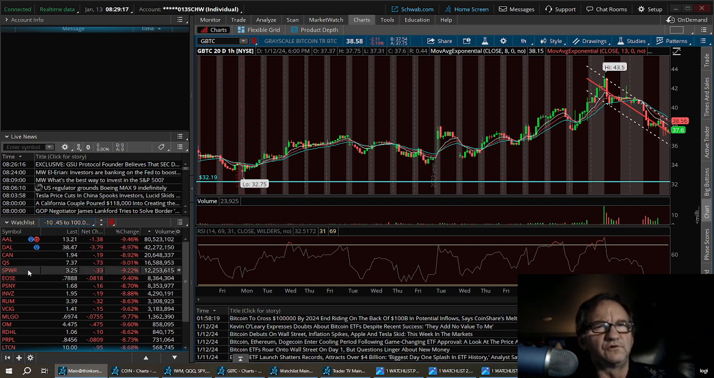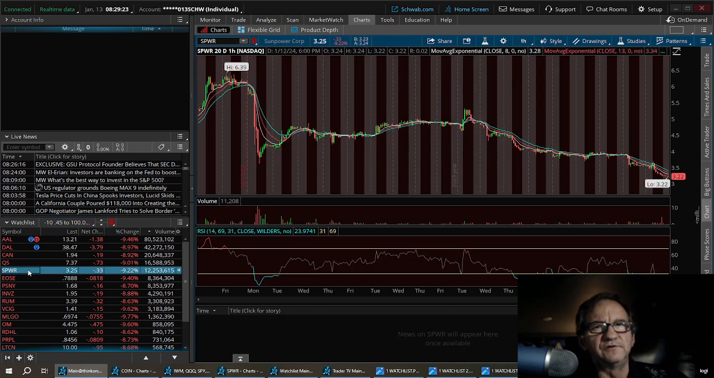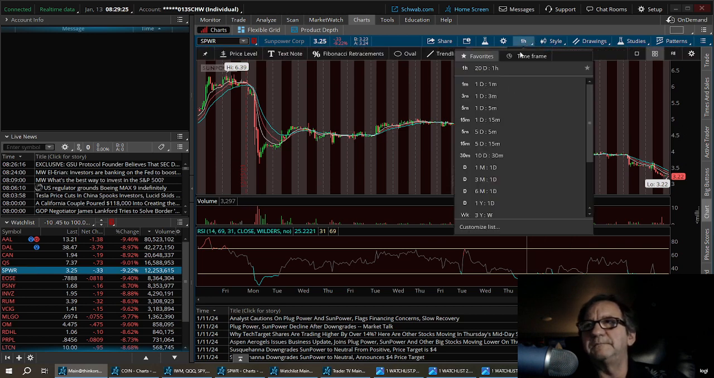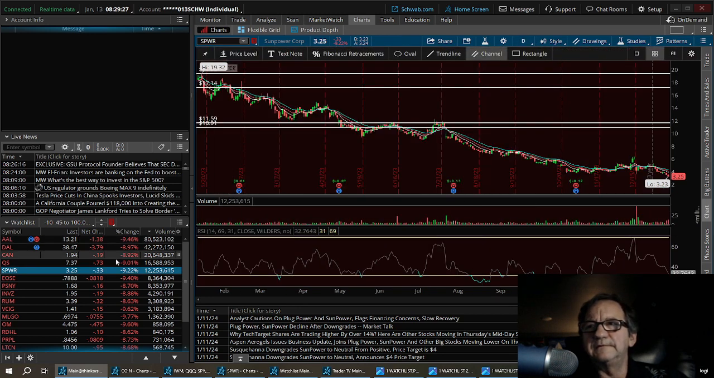SPWR, solar stocks, are no good in the wintertime. They start kicking up in the spring. So I might be looking for a good buy on this one right here. But this is a scan that I set up, and that's a watch list. So you can set them up with scans.